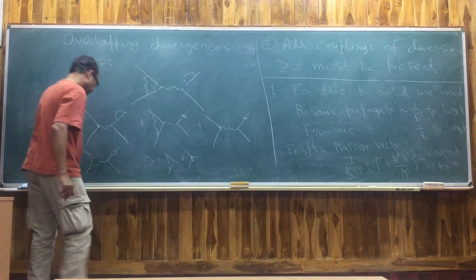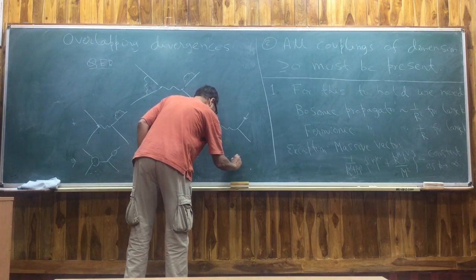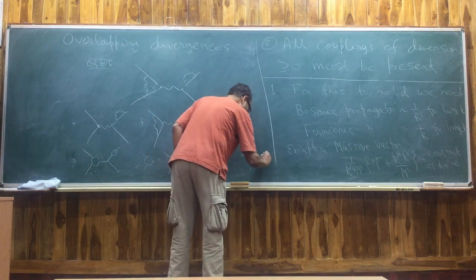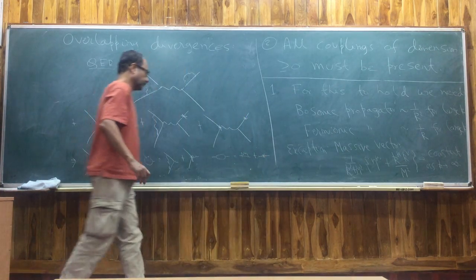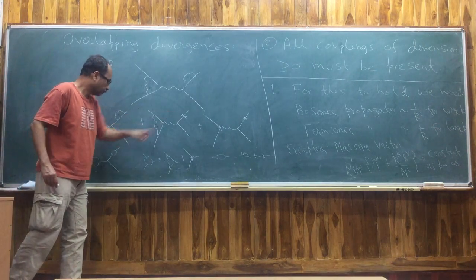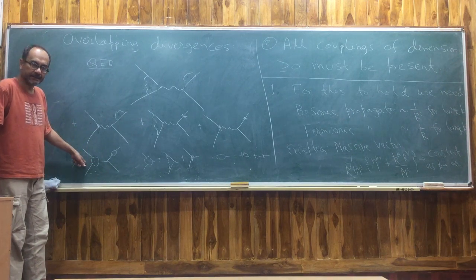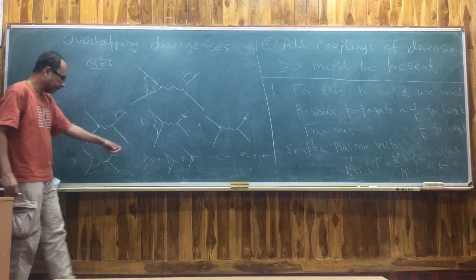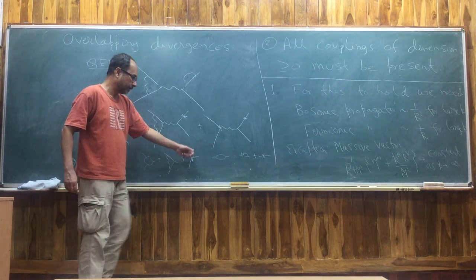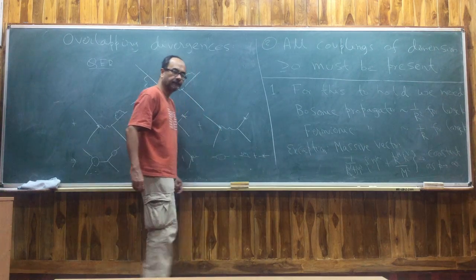This, and this is this one. These four diagrams together can be thought of as one single diagram like this. Okay, but this is the sum of two terms, the original loop diagram plus the counter term, and this is the sum of two terms, the original loop diagram plus the counter term.